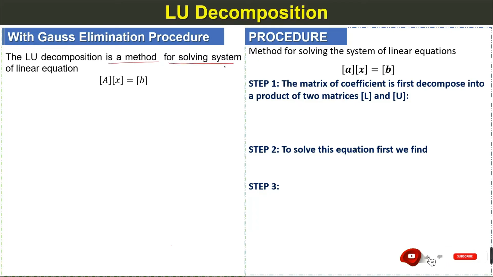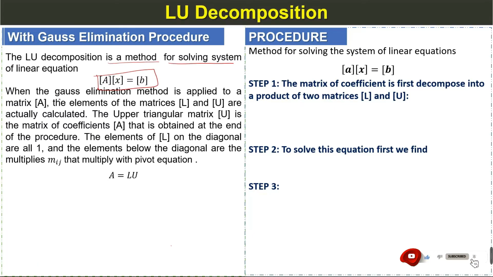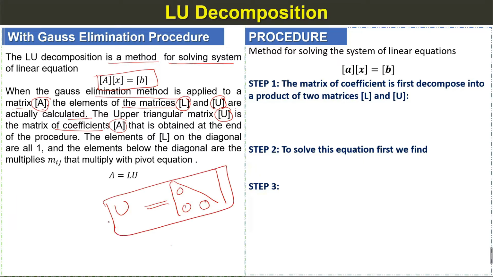LU decomposition is a method for solving a system of linear equations. We write the system of linear equations in this form, and when the Gauss elimination method is applied to the matrix A, this is the coefficient matrix, the elements of the lower triangular matrix and the upper triangular matrix are actually calculated. The upper triangular matrix U is the coefficient matrix A that is obtained at the end of the procedure. It means when we apply the Gauss elimination method on the coefficient matrix A and eliminate all the elements below the diagonal, we obtain the upper triangular matrix at the end of this procedure.